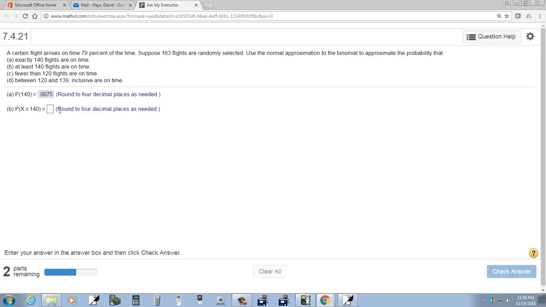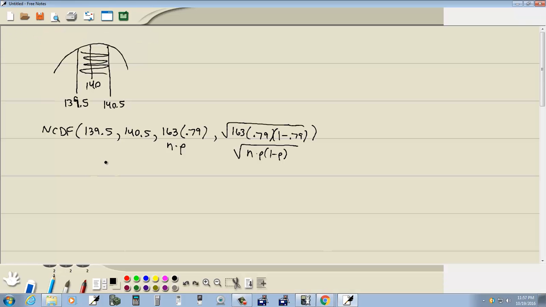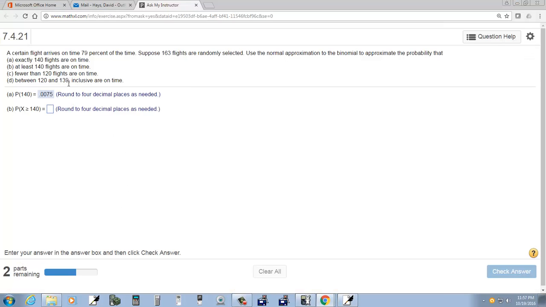Okay. At least 140 flights are on time. At least is another word for greater than or equal to 140. And I won't plug them in the calculator anymore. I think you get the idea on that. Here's 140, and at least 140 flights. Now, you have to decide whether you add or subtract 0.5. And it's based upon your wording.